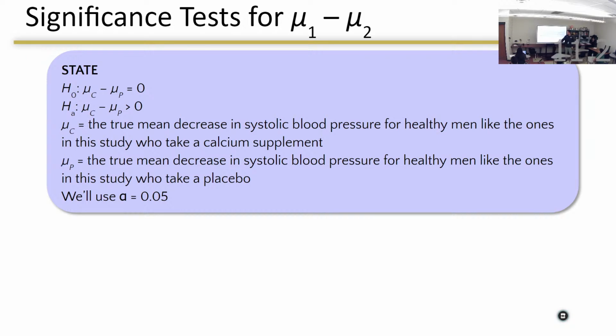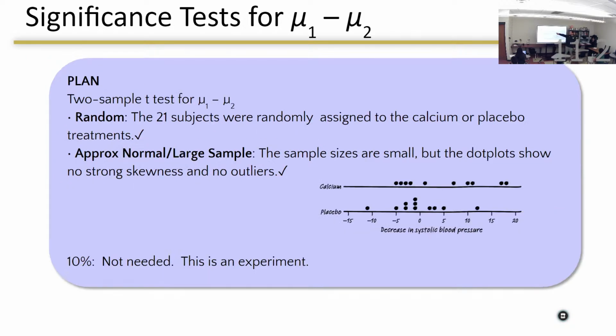Define mu, define mu. Two-sample t-test. There's your method. I count the method as 2 points. If you put down the method and don't put anything else, you're going to get 2 points.